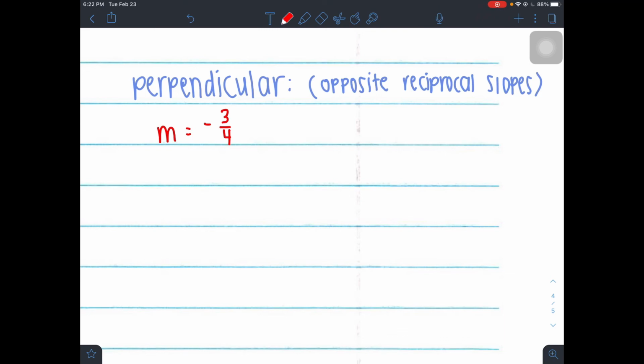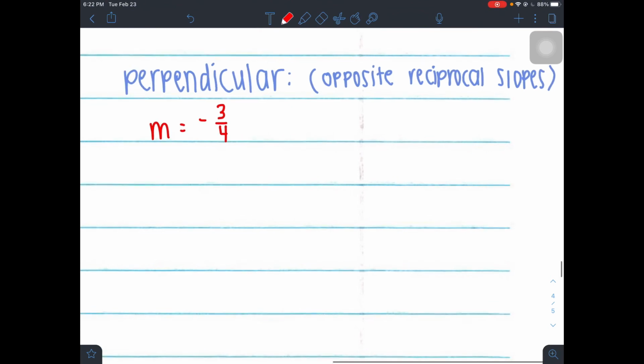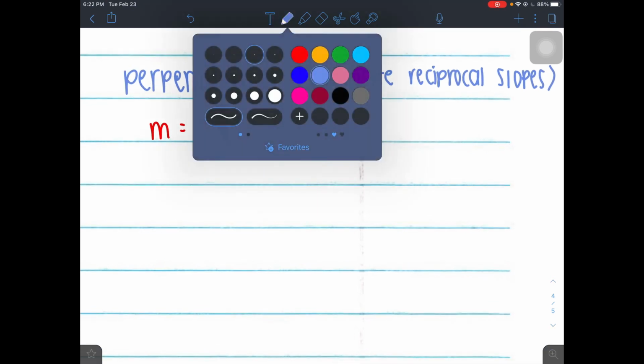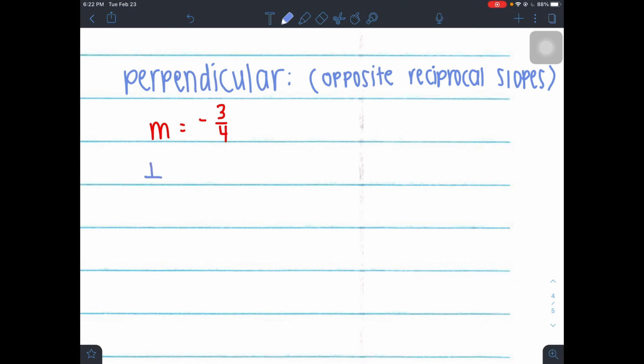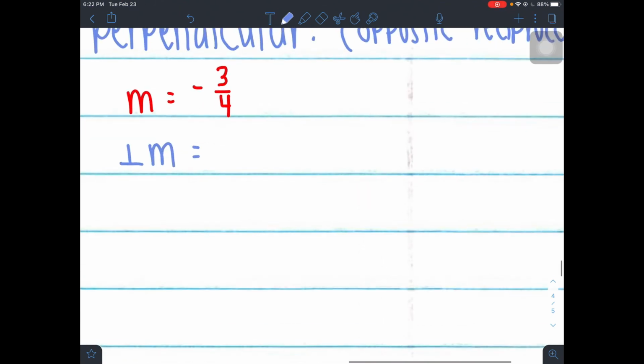So if it's parallel, you use the same slope. If it's perpendicular, you do the opposite sign and you flip the fraction. So that means that we have a new slope, our perpendicular slope. Okay, opposite sign. Because it was negative, now it's become positive, and it's going to be positive 4/3.